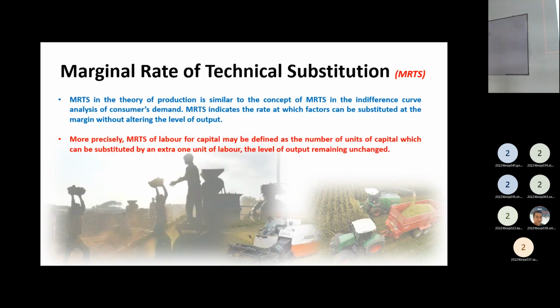Accordingly, in a more specific way, the marginal rate of technical substitution of labor for capital may be defined as the number of units of capital which can be substituted by an extra 1 unit of labor while keeping the output unchanged. That is what MRTS means.